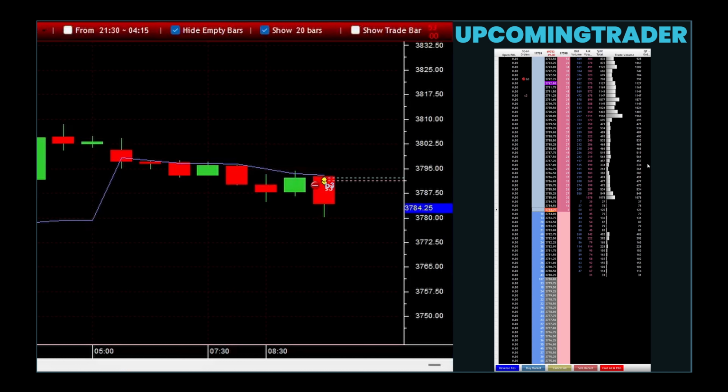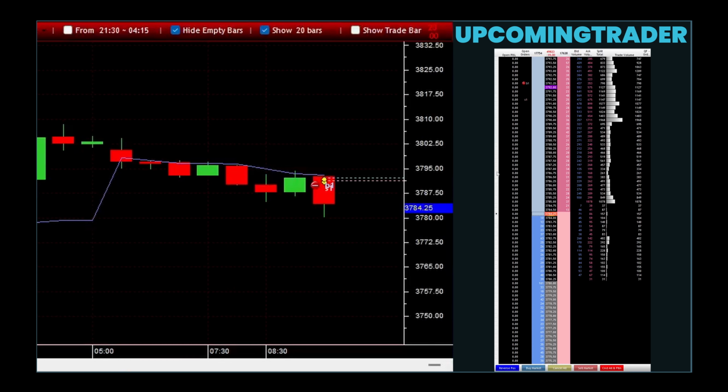Foremost, it is important to note that while the three white soldiers pattern indicates a strong bullish move, traders and investors are advised to consider additional analysis, including volume data and broader market trends, to confirm the strength and sustainability of the reversal before making investment decisions.